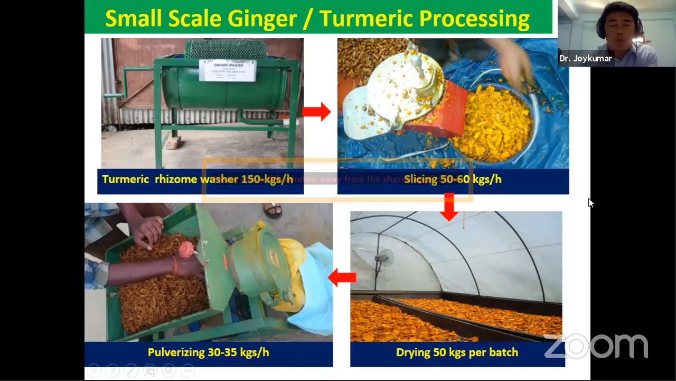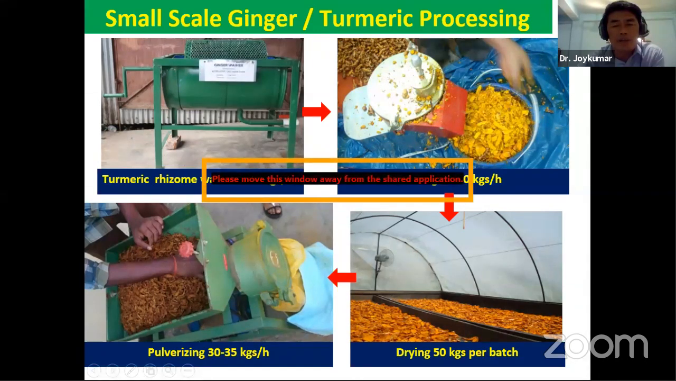I was just talking about starting a small micro-level processing unit. This is one example where one can start investing hardly one lakh at maximum. This will be really of very good use when associating with big industries and other things; only a group of farmers can do it themselves at their village level.